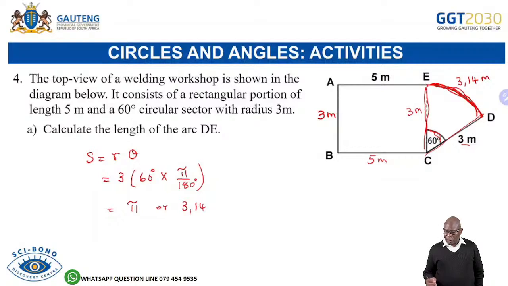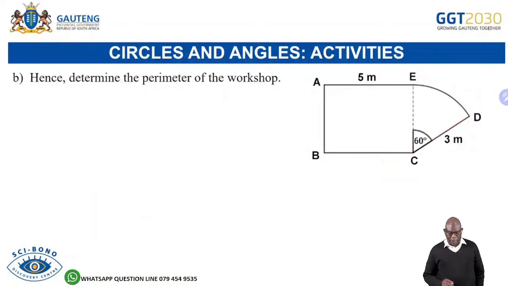Now the next question will be find the perimeter. You can see they like this question. Find the perimeter. What do I know? This is 5 meters. This is 3 meters. But am I going to calculate this part? No. This is 3 meters. This is 3.14 meters. So I'm not going to calculate this part.